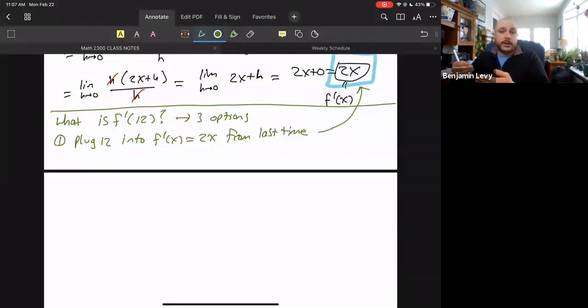And that's the easiest thing we can do. If we have a function that tells us the derivative, we can just do that. The other two options are to use the limit definition. So 2 and 3, I would say, are to use one of the following.